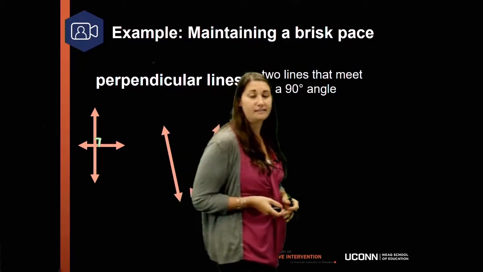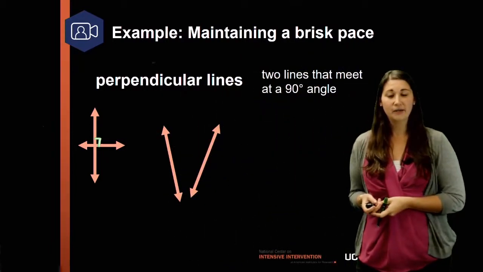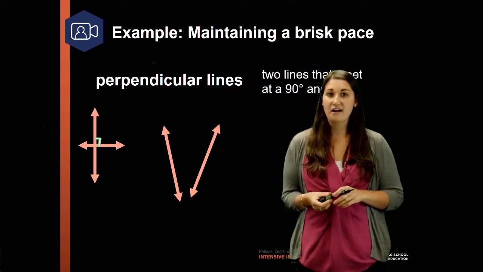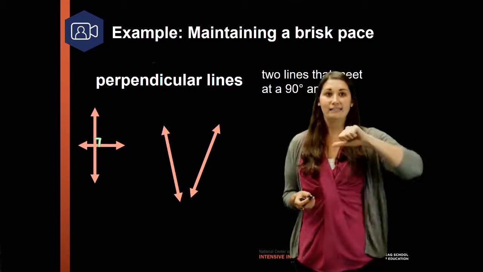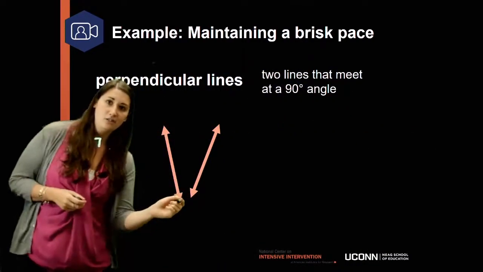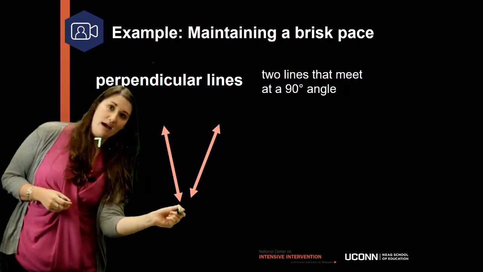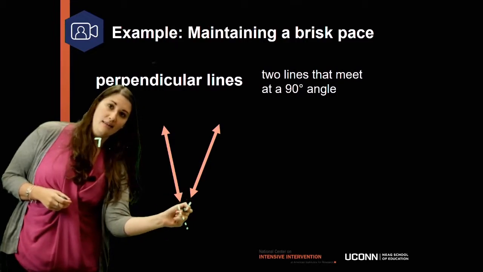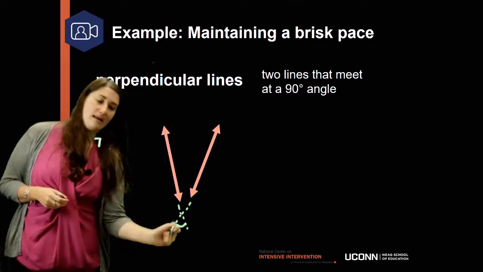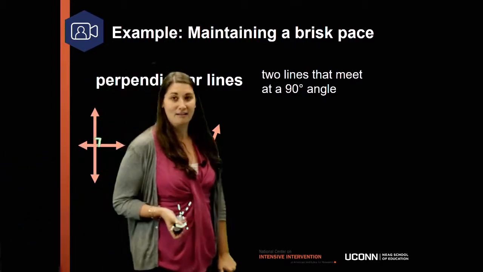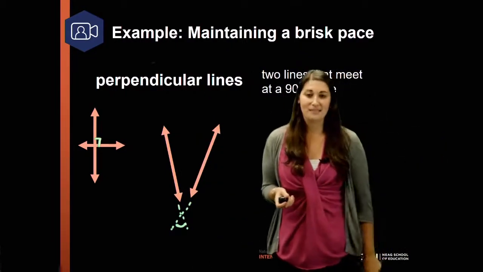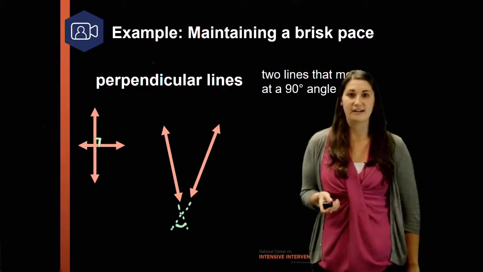Let's look at these lines. Are these lines perpendicular? Give me a thumbs up if you think they are, and a thumbs down if you think they're not. I see mostly thumbs down. So this one is tricky because these lines do meet. If we extended this line and extended this line, they do meet. But this angle is not 90 degrees, so these lines are not perpendicular. So if you were showing me a thumbs down, you got it. Nice job. Those lines are not perpendicular.